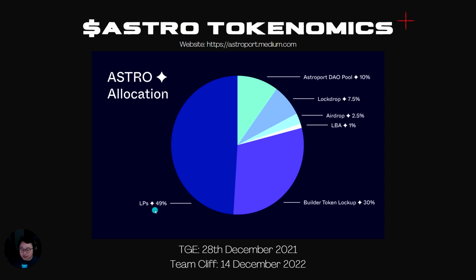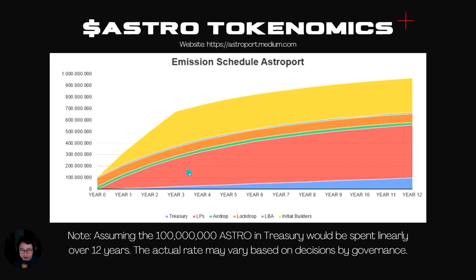For the LP rewards, the emission schedule is actually a very long time. If you look at the inflation schedule or the emission schedule, it's over a 12-year time frame, which is a long time for the emissions. And I don't think the inflation for the Astro token will be quite bad, so the Astro token might be worth holding on to for quite a long time to come.